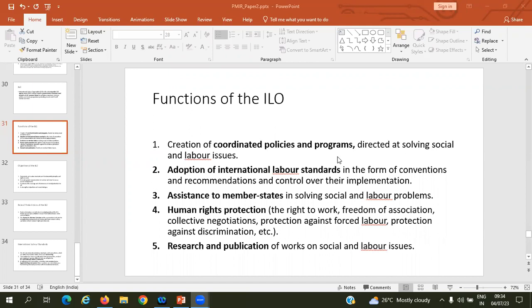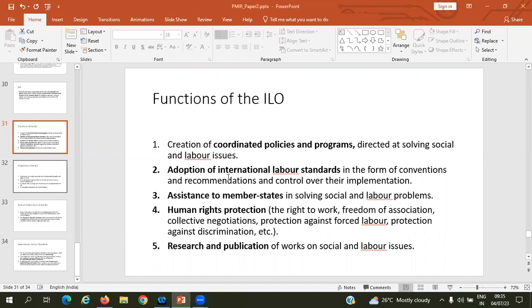Coordination, adoption of different standards, providing assistance to different member states, providing protection for human rights, providing help for research and publication to the member states. These are the different functions of ILO.